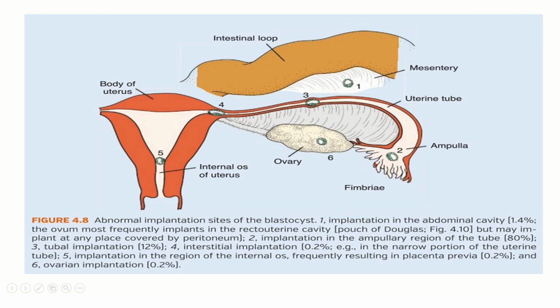So now it can get implanted in either of these places. We call this tubal pregnancy. And here you can see ovarian implantation. Here you can see close to the internal os. This results in further formation of placenta previa. So all these are abnormal sites of implantation.